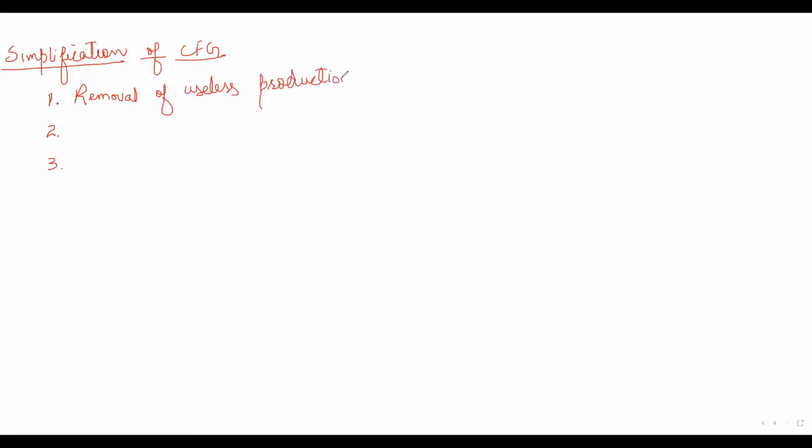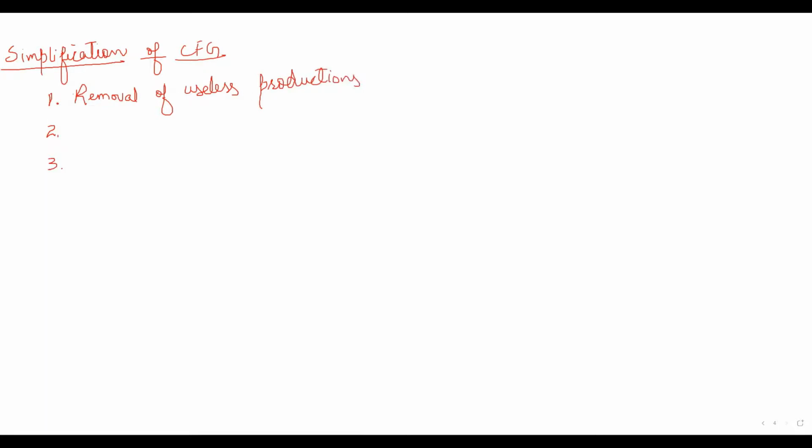So simplification of context-free grammars we were doing. So in this, you have three rules for simplifying a context-free grammar. So the first rule is removal of useless productions. So this was the first rule.